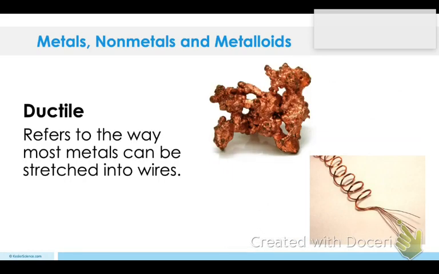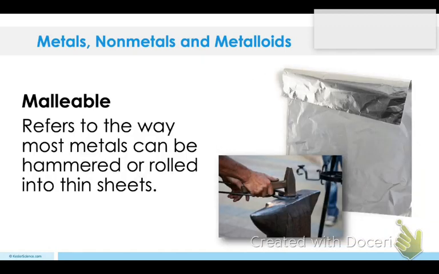Alright, ductile refers to the way most metals can be stretched into wires. So highlight ductile, write the definition down. Pause here if you're still writing. Malleable refers to the way most metals can be hammered or rolled into thin sheets. Highlight malleable, pause here if you're still writing.